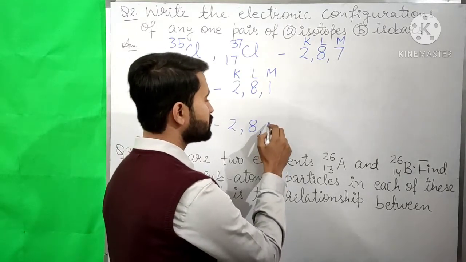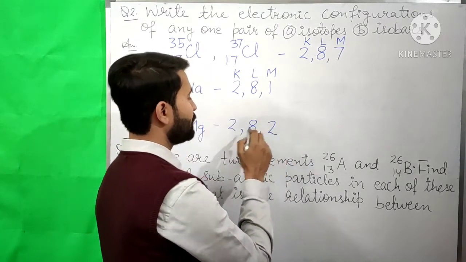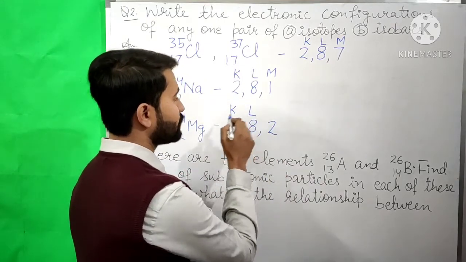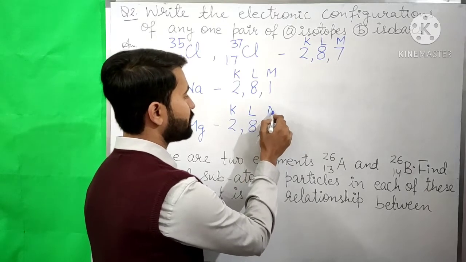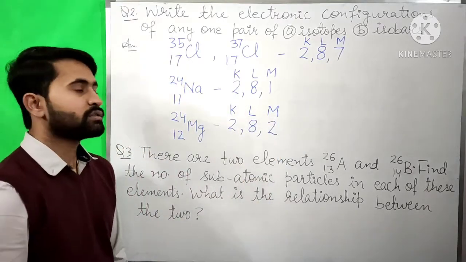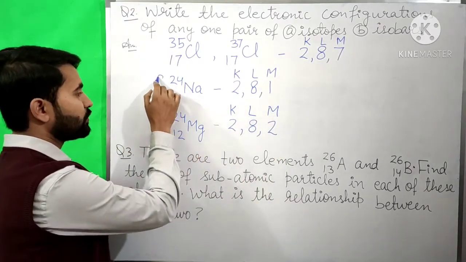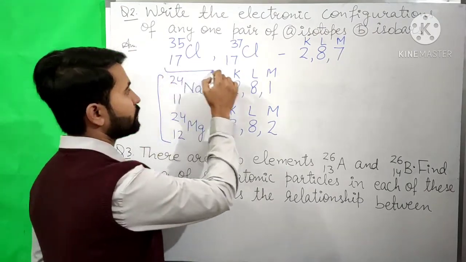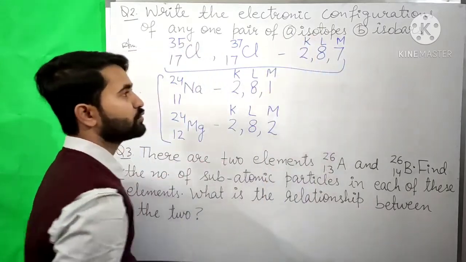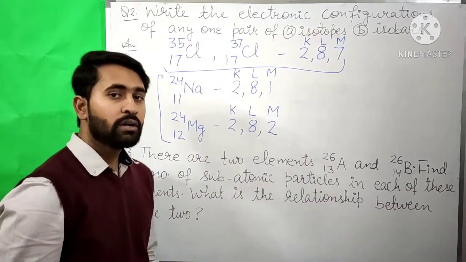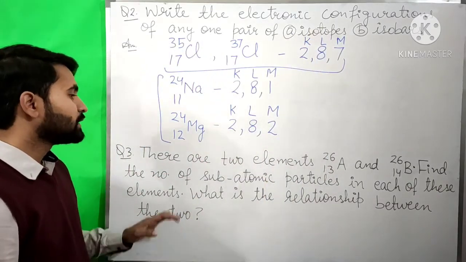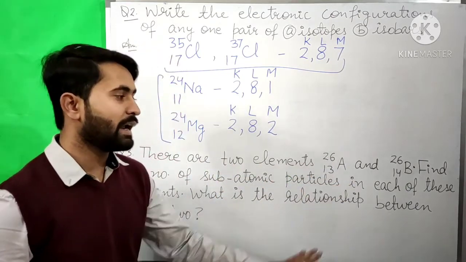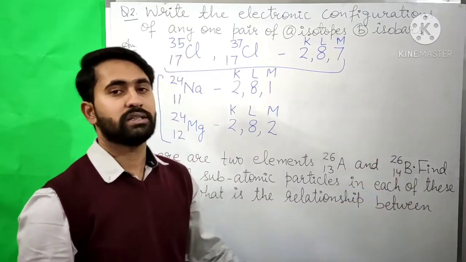That 2 electrons will go in the M shell. So 2 electrons in K shell, 8 electrons in L shell and 2 electrons in M shell. So this is the electronic configuration of a pair of isobar, and this is the electronic configuration of a pair of isotopes. Now question number 3 is, there are two elements 13A26 and 14B26.